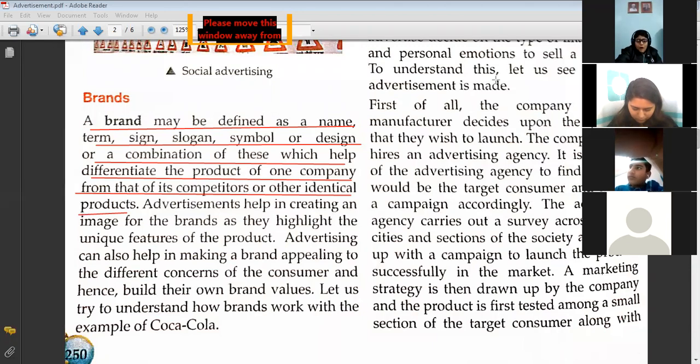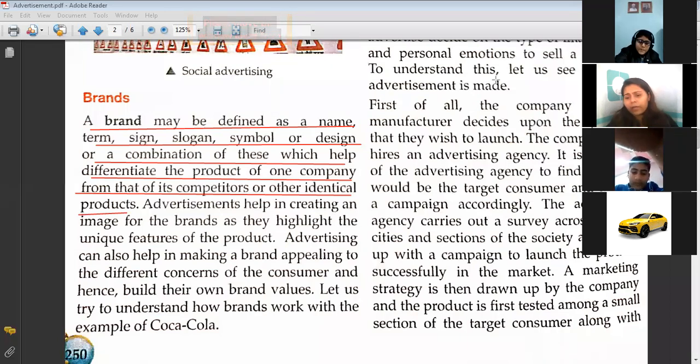Ma'am, there are brands of clothes also. Yes, there are brands of everything. Like Blackberry, Baby, Volkswagen. Everyone is saying Volkswagen, but it's Volkswagen. Everybody quiet. Yes, Sushant.